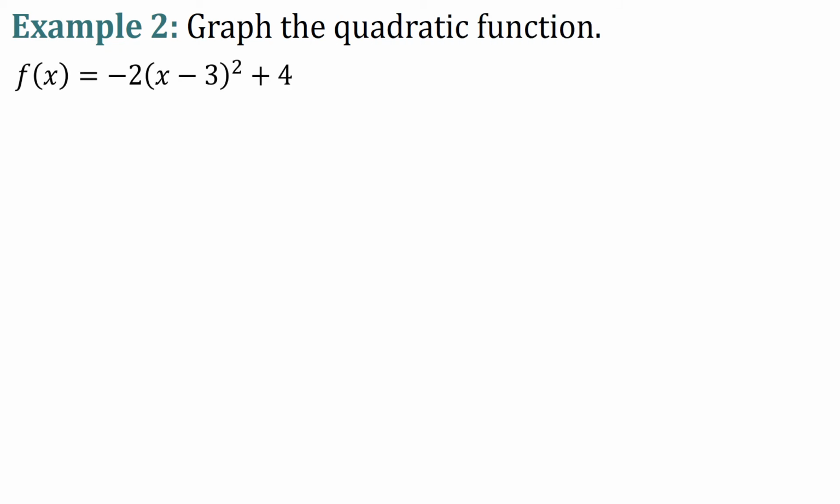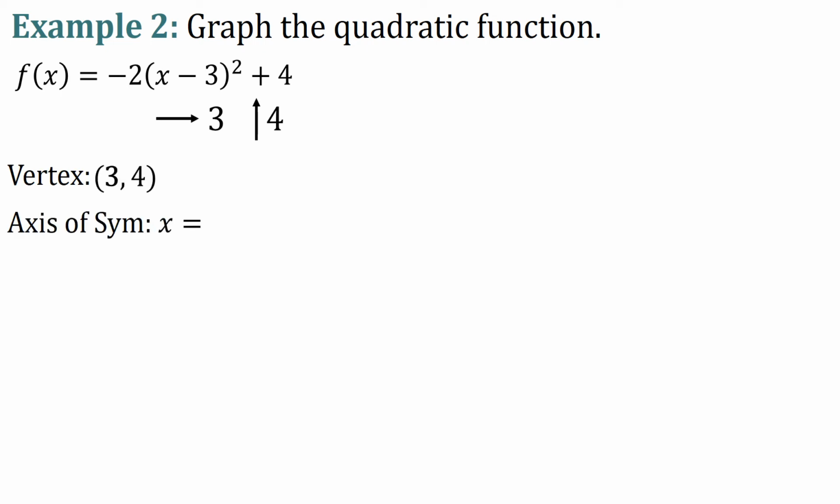Let's graph another quadratic function. This time we have -2 times x minus 3 squared plus 4. The -3 on the inside tells us we're going to move to the right 3. Plus 4 on the outside means we're going to move up 4. So our vertex is 3, 4. Our axis of symmetry is the x of our vertex, which is 3.